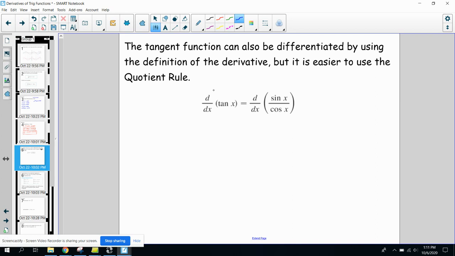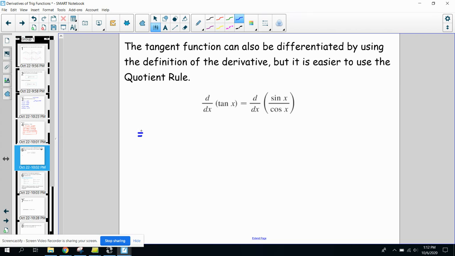So if I want to find the derivative of tan x, remember that d over dx just means the derivative with respect to x. So I'm taking the derivative with respect to x of tangent. I can rewrite tangent as sine over cosine. So what I'm really doing is taking the derivative of sine x over cosine x. So here we have a quotient, so we can use our quotient rule. Remember the quotient rule?